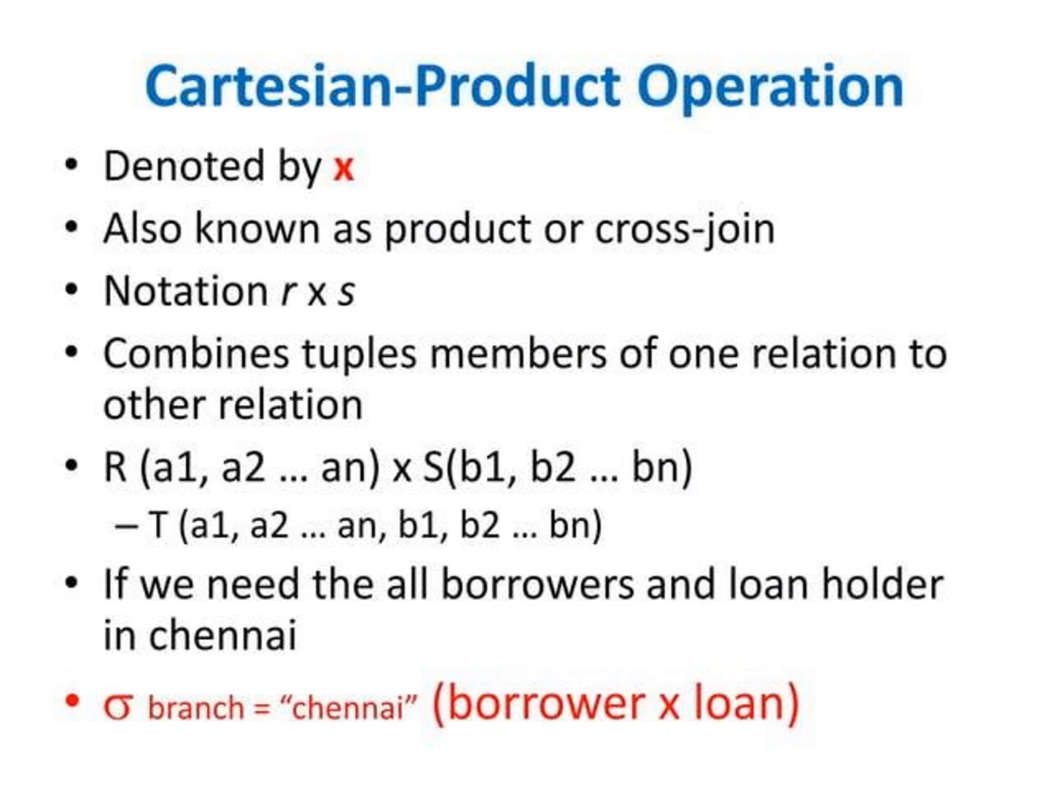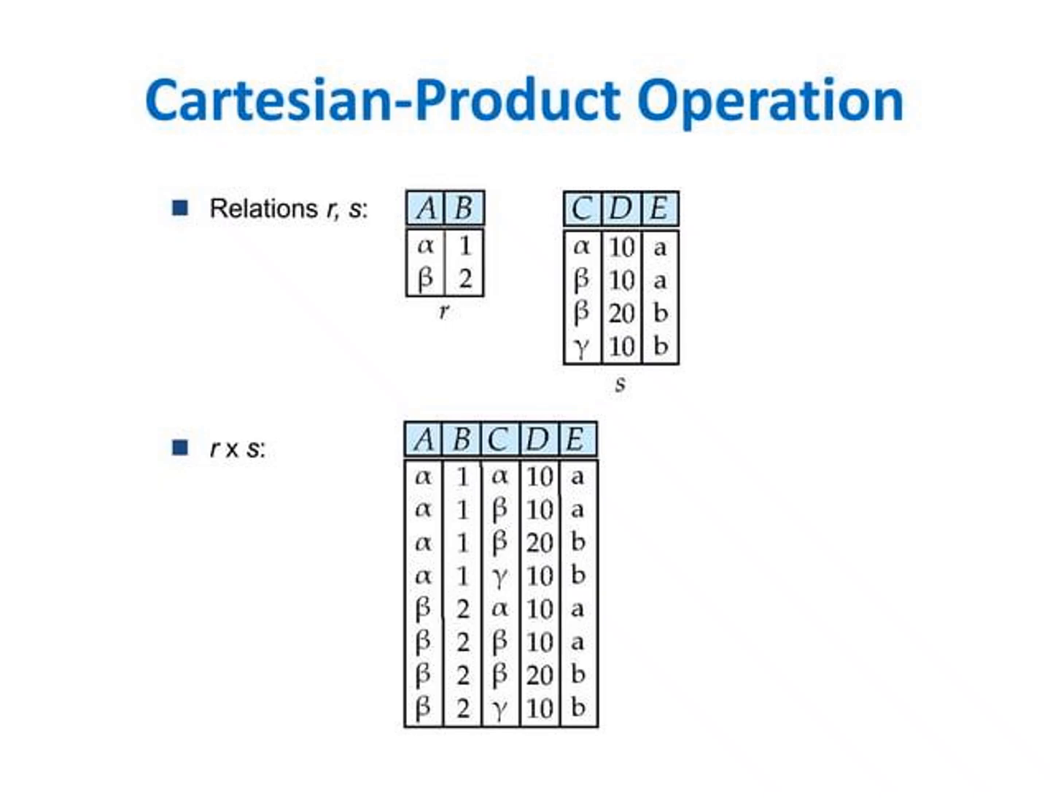Cartesian product is denoted by X, and is also known as product or cross join. The notation is R cross S, which combines the tuples of one relation with the other relation. For example, here R and S are there, and we have to combine both the R and S tables. So R cross S includes A, B, C, D, E.